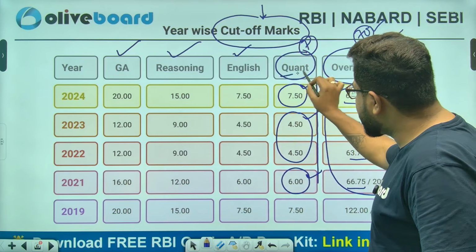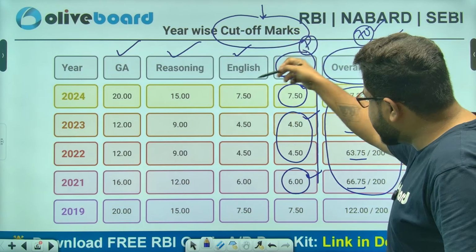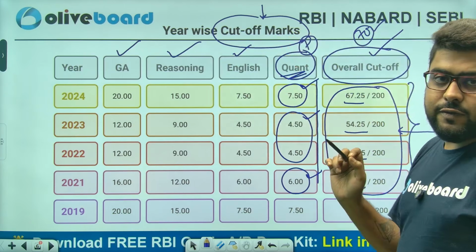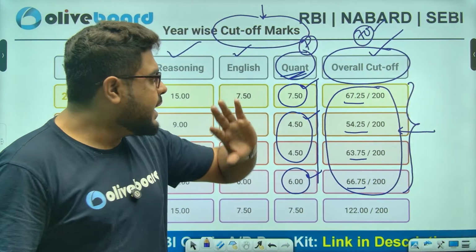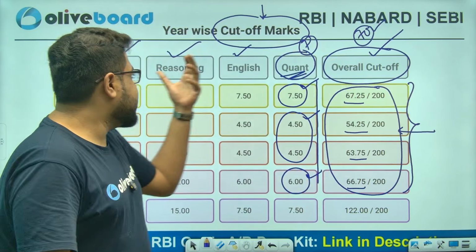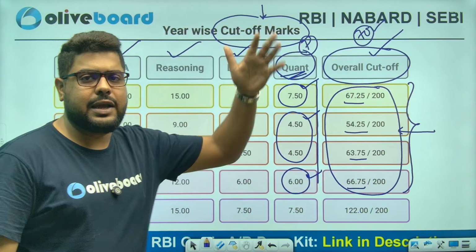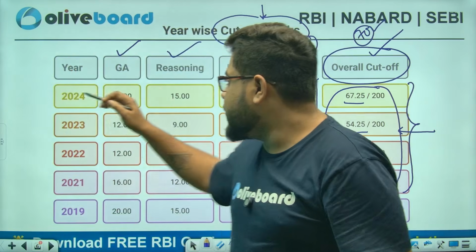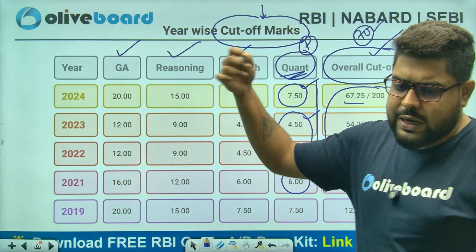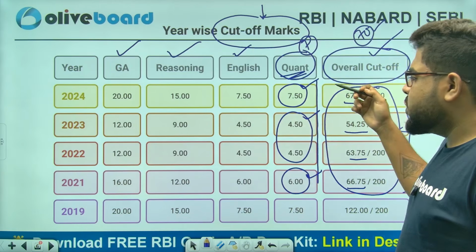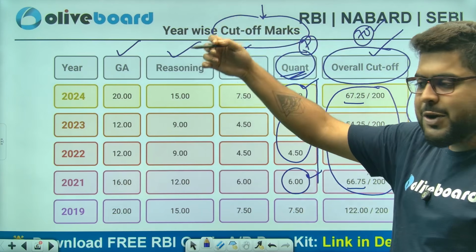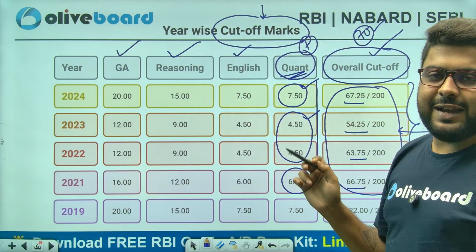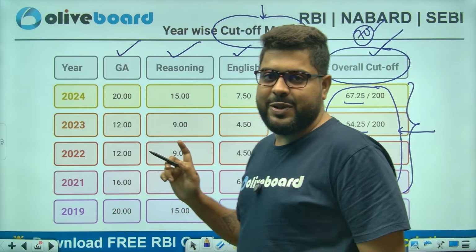He or she has to clear each and every cutoff. That's the problem. So you cannot just say, sir, my quant is weak, let it be, my GA is very strong, so my total will be much higher and I'll clear it from there. You cannot do that. Even with 80 questions of GA or reasoning with 60 questions, you can't clear it from there. That's not possible.